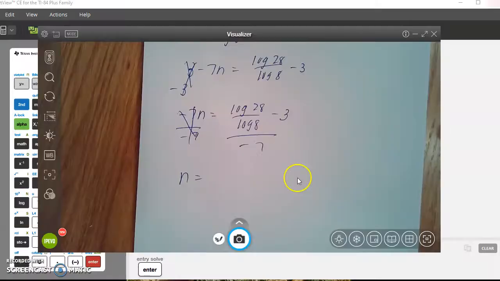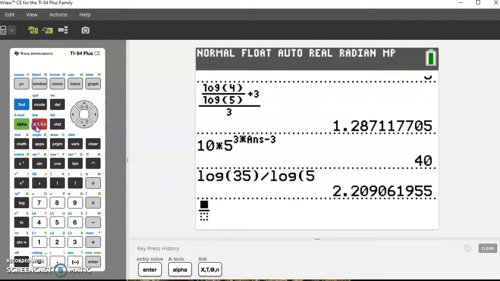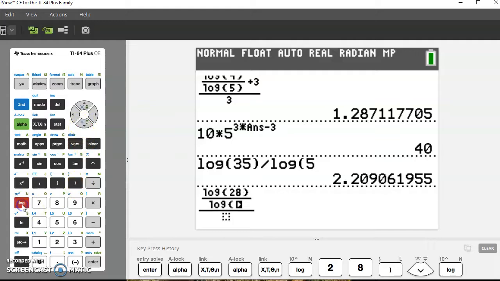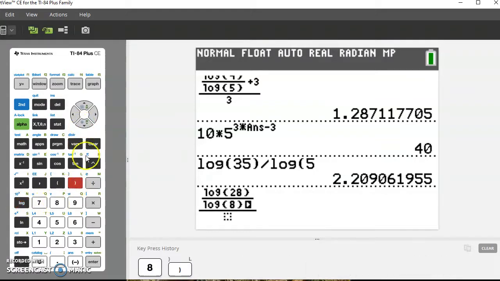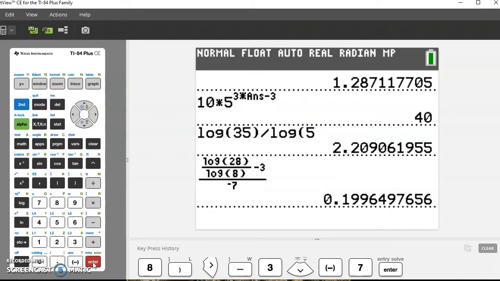I'll plug it in the calculator, make sure we get the correct answer. Okay, so once again, I'm going to do alpha x, so I can get a fraction within a fraction. And you're going to do log of 28 divided by log of 8, arrow to the right, and then we'll do minus 3, arrow to the bottom, and we're dividing by negative 7, and I get an answer of 0.1996. Check your answer, and you should get the same thing.